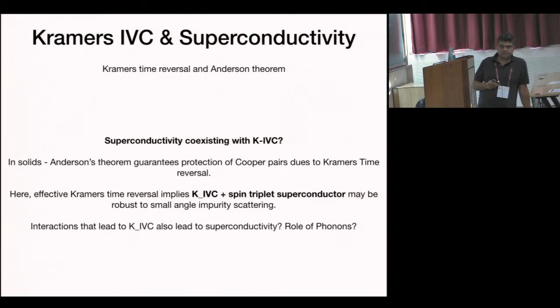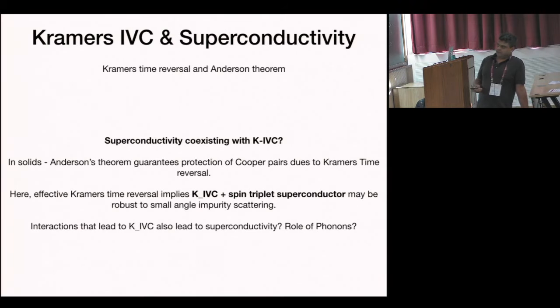this combined symmetry. Again, you expect the same kind of protection: if you have small angle scattering that doesn't scatter you between the valleys, the Cooper pairs, even though they are spin triplet, which coexist with this kind of order, you expect this order doesn't go away as soon as you dope it and get a superconductor. It would inherit the same kind of robustness.